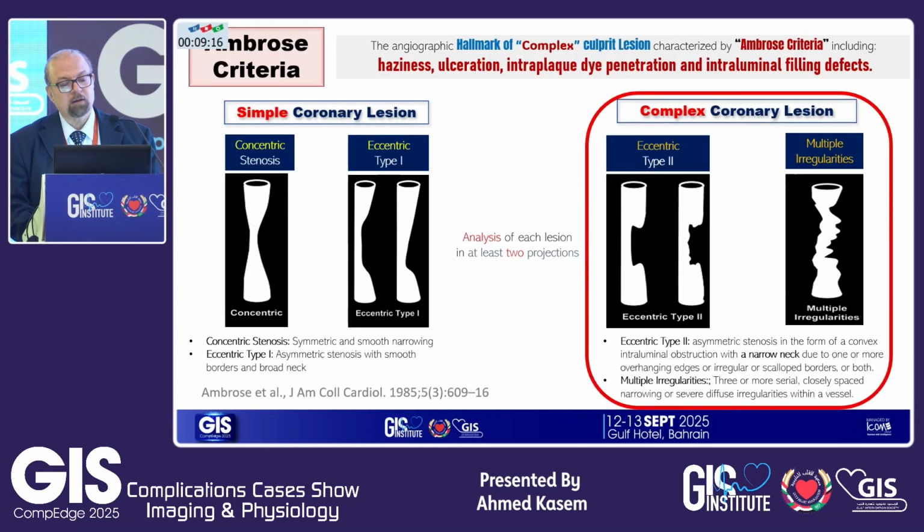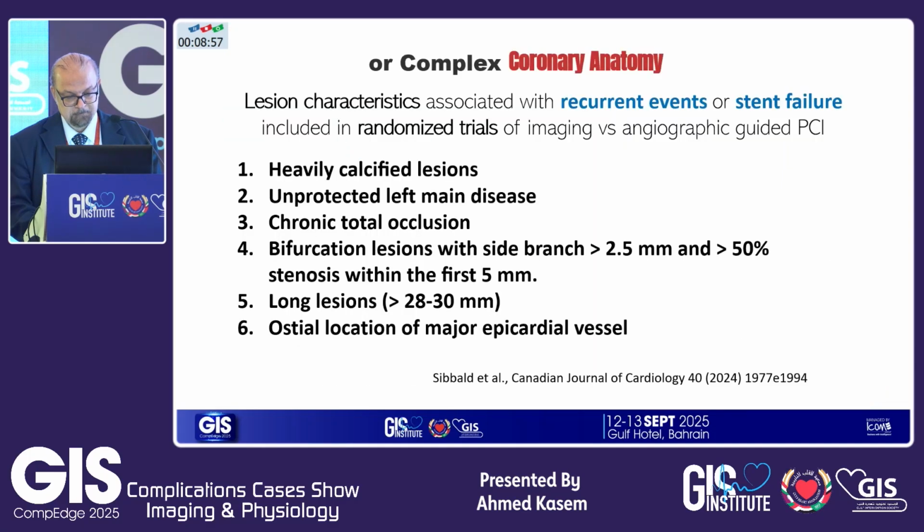According to the angiographic hallmark of complex culprit lesion by Ambrose criteria, it is haziness, ulceration, intraplaque dye penetration, and intraluminal filling defects. He classified into simple lesion and complex lesion type 2 with multiple irregularities as well. While the complex coronary anatomy, according to the randomized trials of imaging versus angiographic guided PCI, is heavily calcified lesion, unprotected left main, CTO, bifurcation, long lesion, and ostial location of major epicardial vessel.